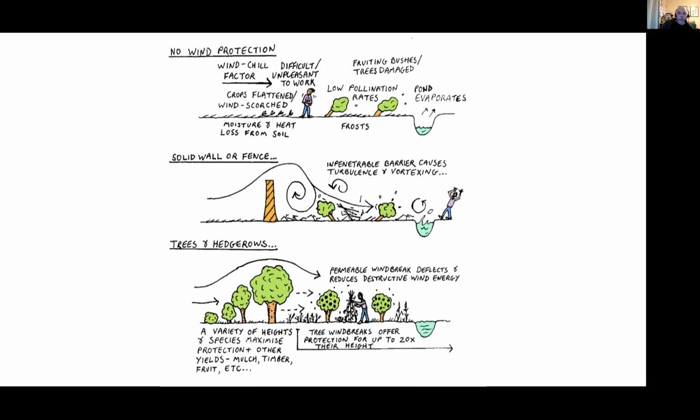So we've got a much nicer, much more productive environment for the crops that we're wanting to grow. So trees and hedgerows and shelter belts.